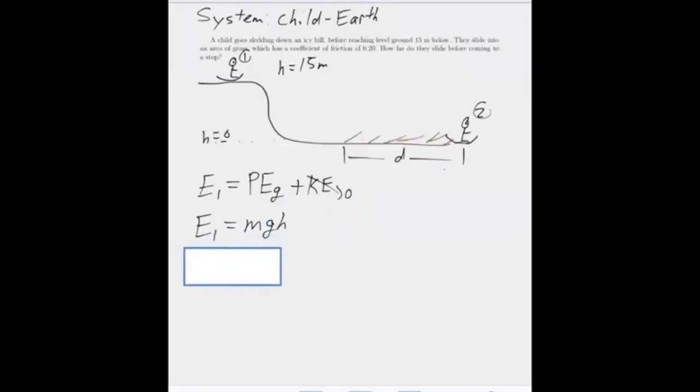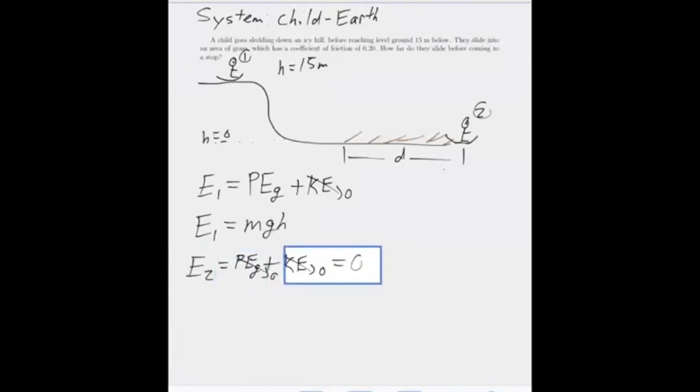Okay, how about the energy at point 2? Right, so potential energy due to gravity, plus kinetic energy. Well, let's look at the problem statement. It says that they are coming to a stop. So that means that the kinetic energy is 0. And they're at the bottom of the hill, so the potential energy due to gravity there is 0. So that means that our energy at point 2 is just 0.